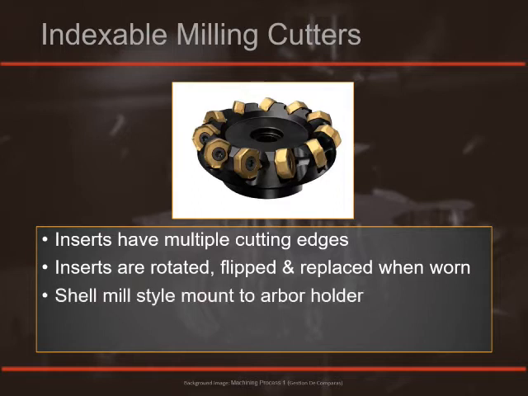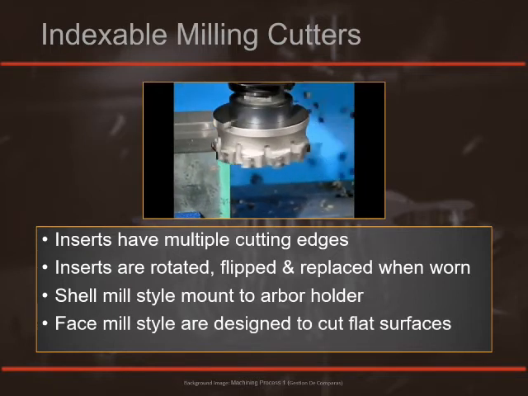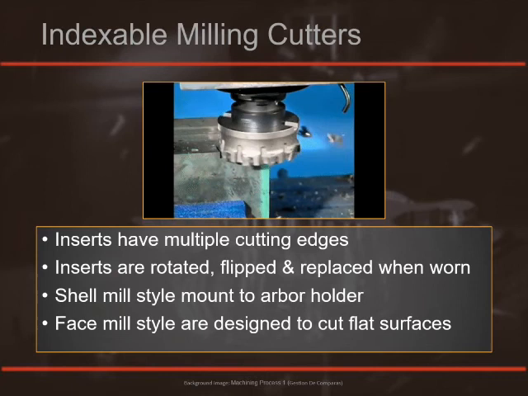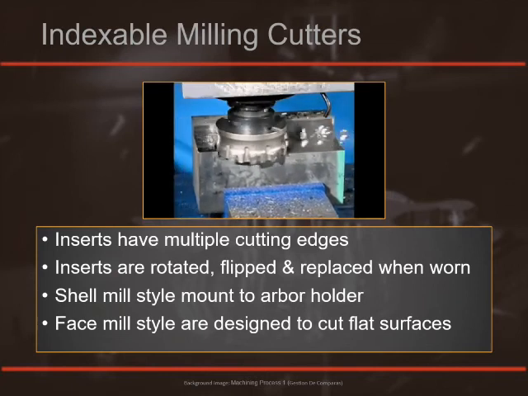A shell mill style, mounted to an arbor holder as shown, is a face mill that has a hole in the center which mounts to an arbor. The face mill style is designed to cut flat surfaces and remove large volumes of material, as shown in the GIF.